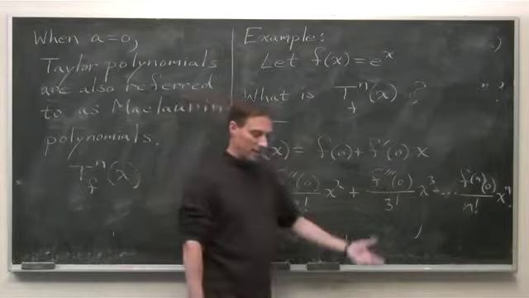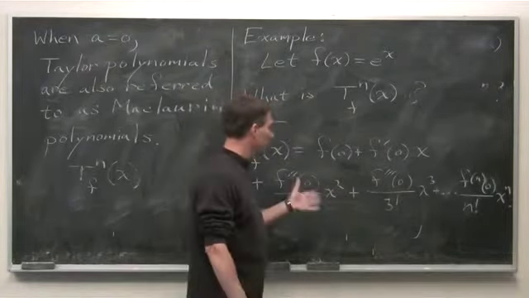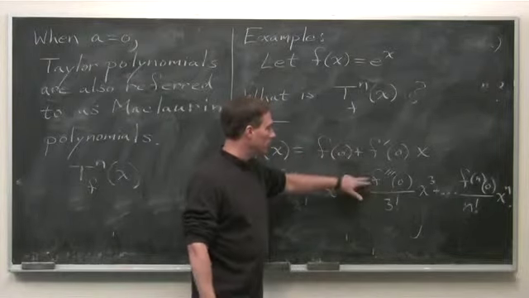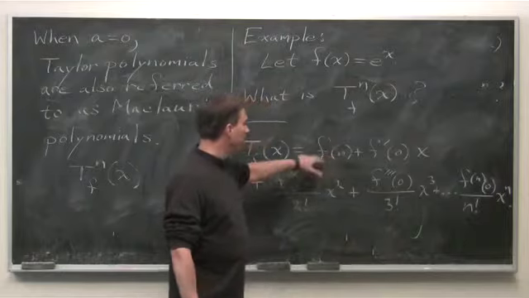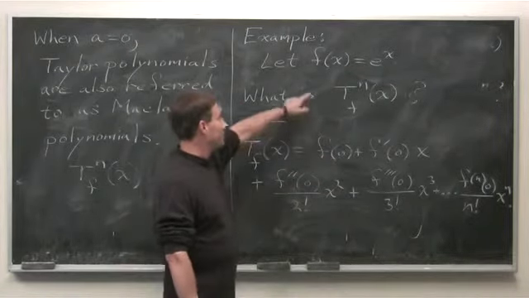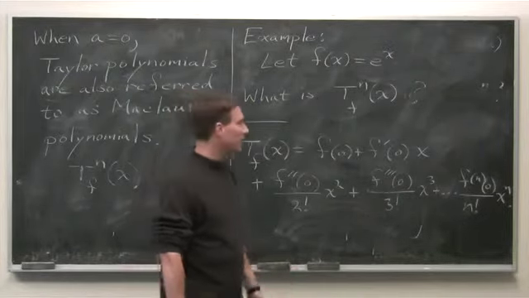They're the b sub k's. b sub k is the kth derivative of f divided by k factorial. So what's our problem now? We have to find f at 0 and all the derivatives of f at 0. Well, that's easy. f of x is e to the x. All the derivatives of e to the x are e to the x.